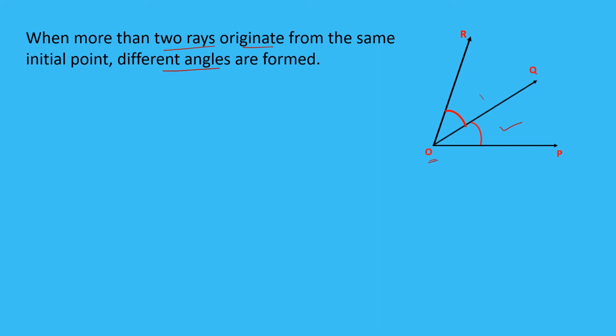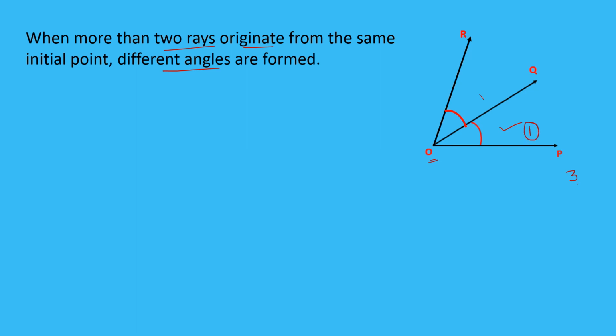So if we have more than two rays originating from the same point, then different angles will be formed. Now you can see here two angles are forming. It's not only two, there are three angles formed in this figure. Now let's discuss one by one what those three angles are. Suppose this is our angle number one, the first angle, right?